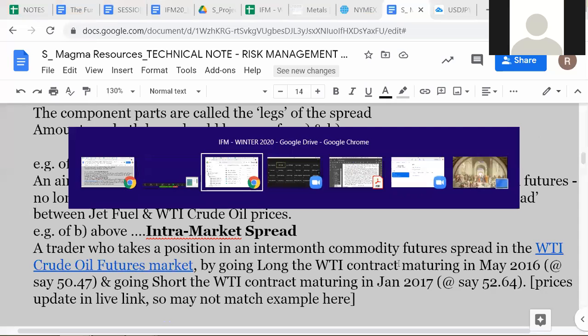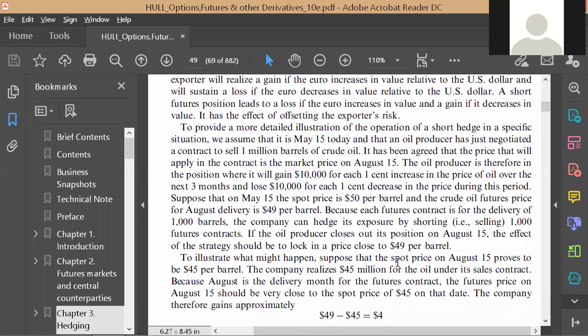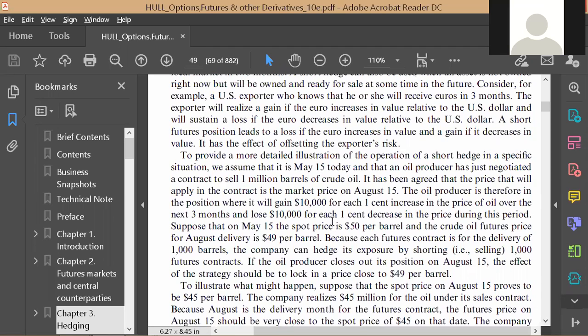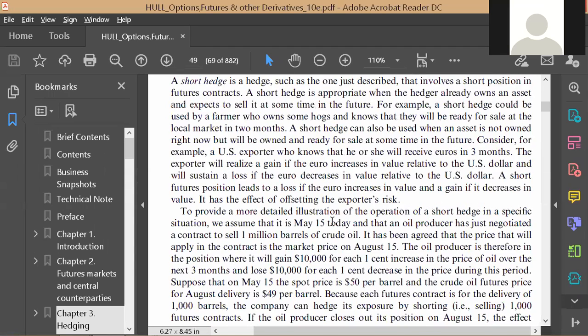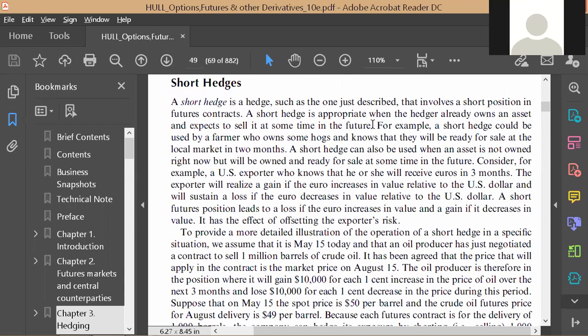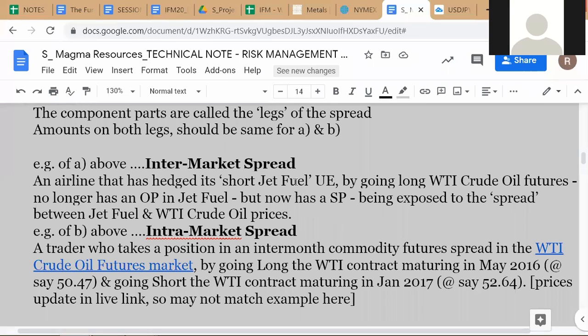So if you remember here, this guy had already introduced you to the idea of the offset. Okay, so it has the effect of offsetting the exporter's risk. So whatever is the underlying exposure risk, your hedge should be used to offset the underlying position. So that was the idea that we discussed the other day in the previous class, that the hedge position should always offset the risk of the underlying position. So therefore, to offset the short jet fuel position, they go long crude futures.